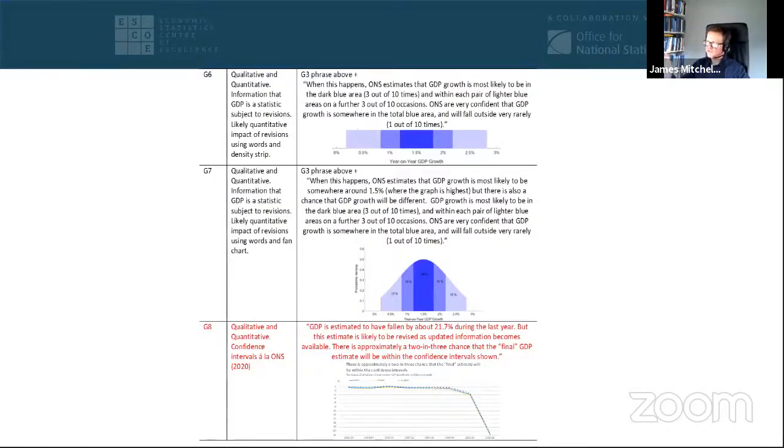Group 6 are given a density strip. This is a third of probability mass in each of those shaded blue areas. And group 7, of course, are given something that resembles the famous Bank of England fan chart. And finally, group 8, run just in wave 2, in fact adopts the visualization used by the ONS, again at the height of the pandemic, whereby we get a confidence interval around not just the latest GDP estimate, but also around the historical path of GDP.